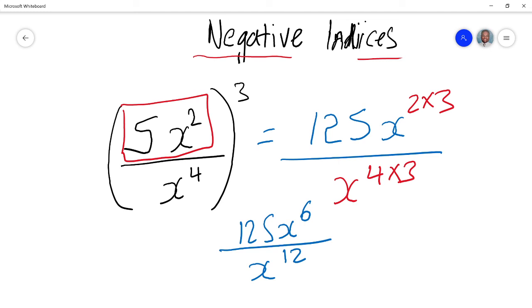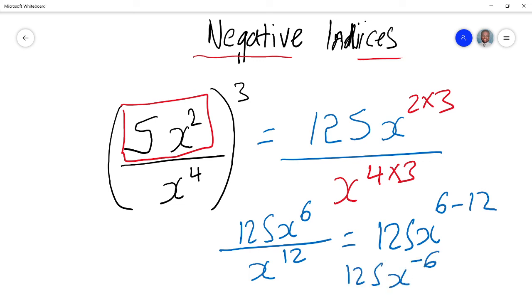Now, there are two ways I can solve this. If the question asks me to leave it as a positive index, you can leave it like that. If the question says, no, I want you to leave it as a negative index, that now becomes 125 x to the power 6 minus 12. So that's going to be 125 x to the power negative 6. All right, so that's 125 x to the power negative 6.